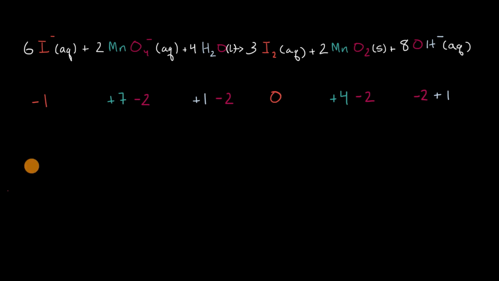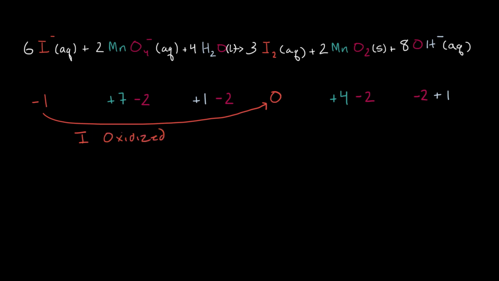So first, let's look at the iodine. We go from an oxidation number of -1 to 0. So to go from an oxidation number of -1 to 0, you need to lose electrons. So it has been oxidized. Oxidized. Let me write that down. The iodine has been oxidized.